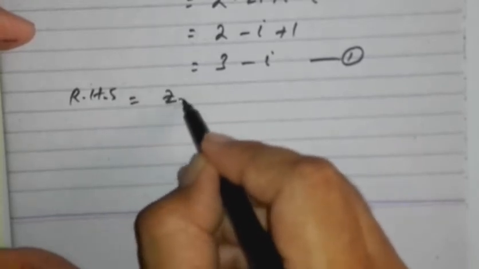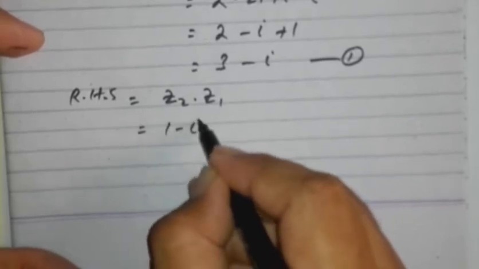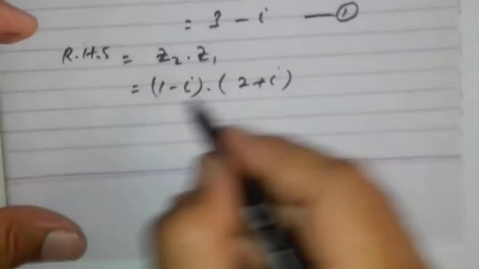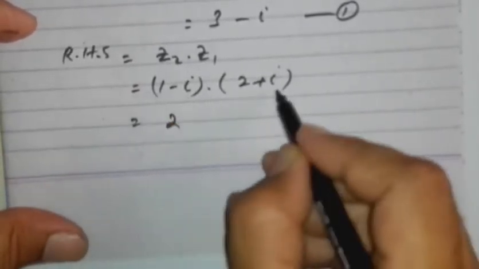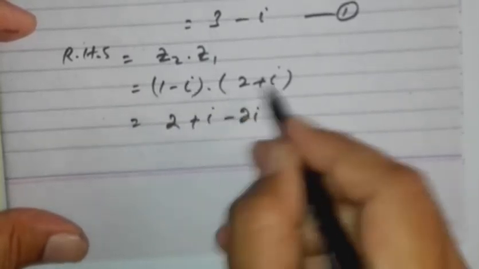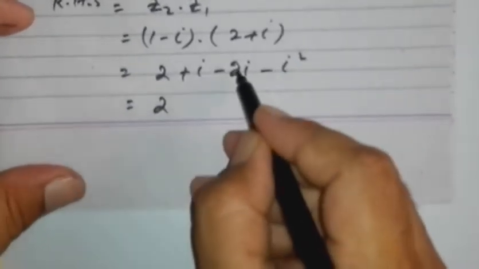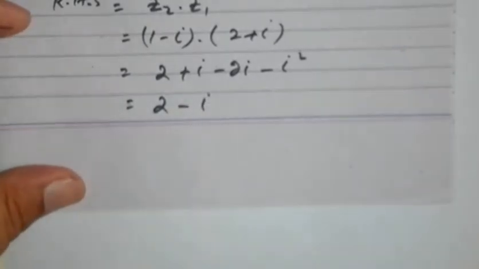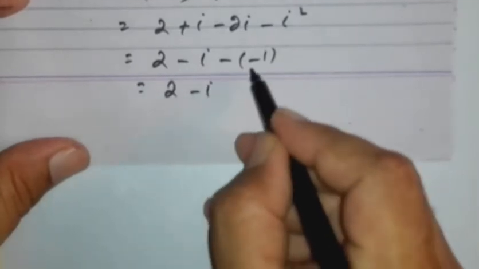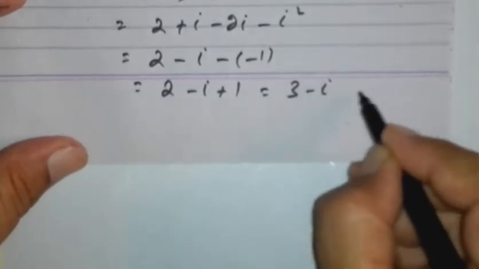Now right hand side, which is equal to Z2 into Z1, where Z2 value is 1 minus iota and Z1 value is 2 plus iota. 1 into 2, 2, 1 into iota, iota, minus iota into 2, minus 2 iota, minus iota into plus iota, minus iota square. 2 minus 2 iota plus iota we get minus iota, and iota square value is minus 1. So we get 2 minus iota, minus into minus plus 1. Further we get 3 minus iota. This is 2.